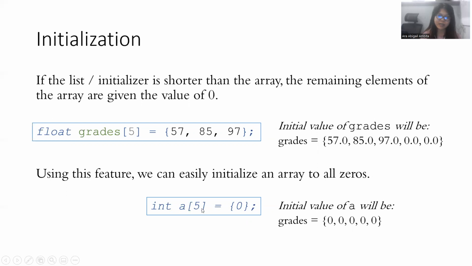And then this one, if we just set this as 0, all the five elements of the array will have a value of 0. So it is an integer. That's why the decimal point is gone.